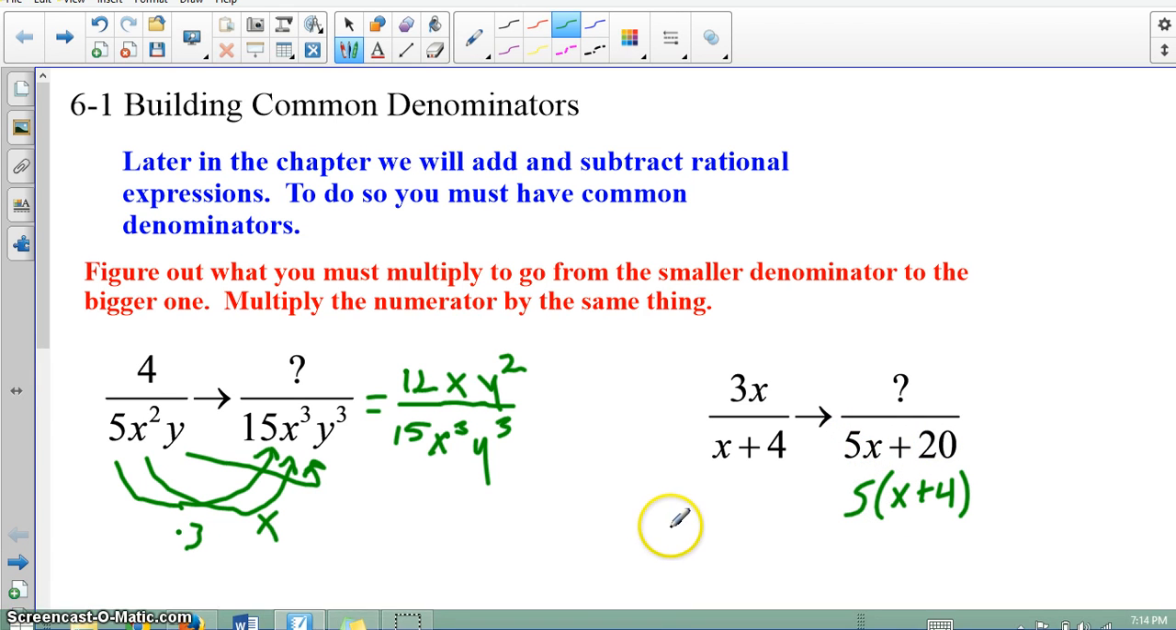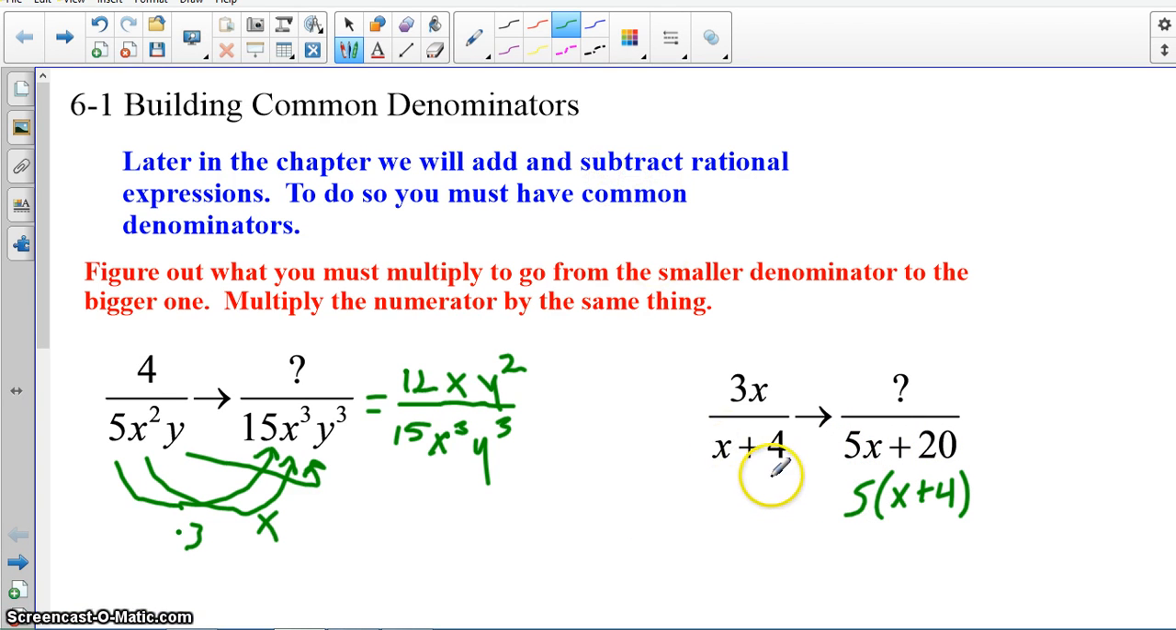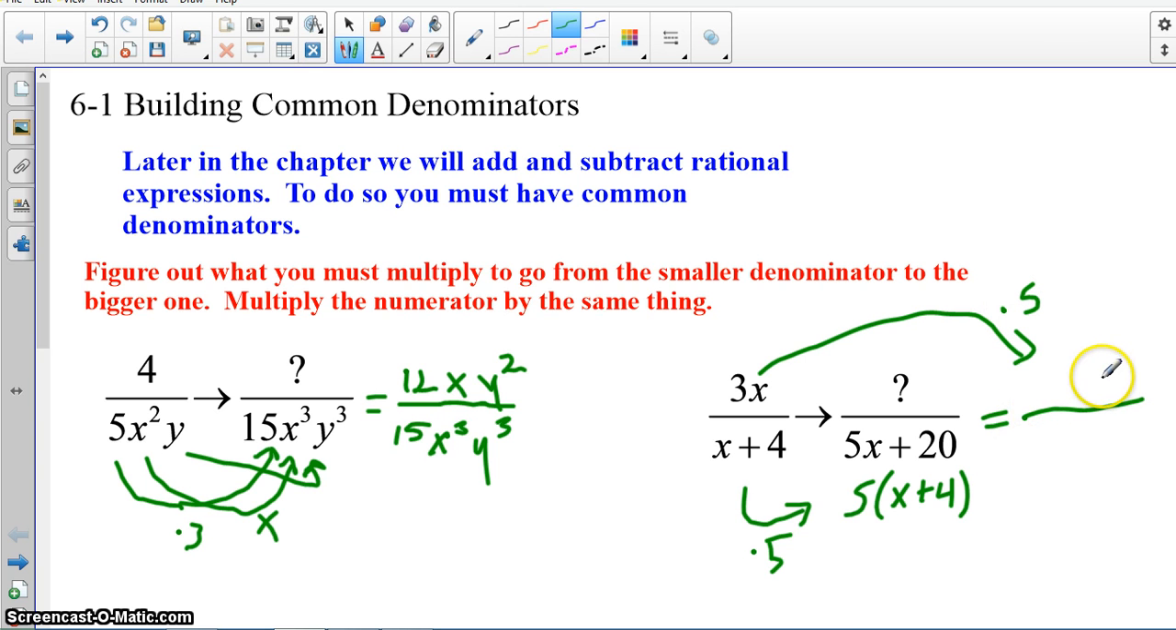And then it tells me, wait a second, I better take this and multiply by 5. So this is 3x times 5. Got to do the same. If we're going to change a fraction by multiplying, we have to do it to the top and the bottom. So this becomes 15x over the 5x plus 20.